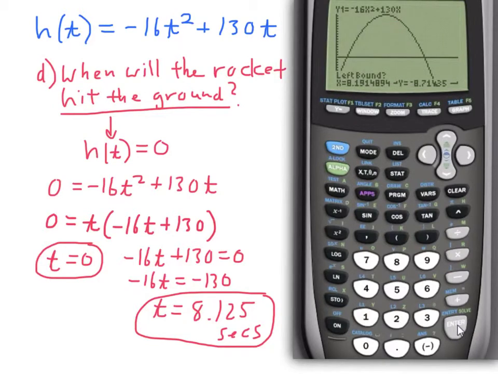And then for left bound, you want to move your cursor so it's a little to the left of the x-intercept. And for right bound, move it a little to the right. You'll know it's to the right when the height shows up as a negative number here. And then for a guess, just move it as close as you can to that point. And then hit enter. And notice it gives you the answer. It says x equals 8.125, which is the exact same answer we got here. And notice it's showing you that the y coordinate is 0 at that point.